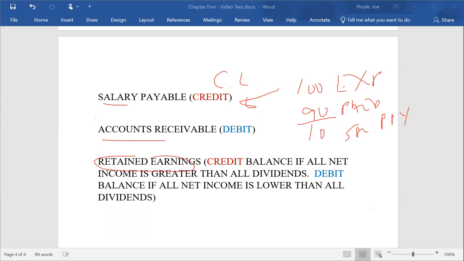It's the amount that they have earned, but you have not yet paid them. It's a liability, and therefore it's reported on the company's balance sheet.